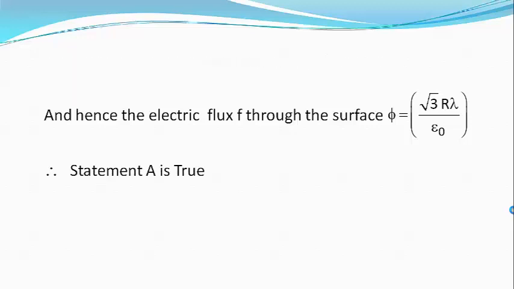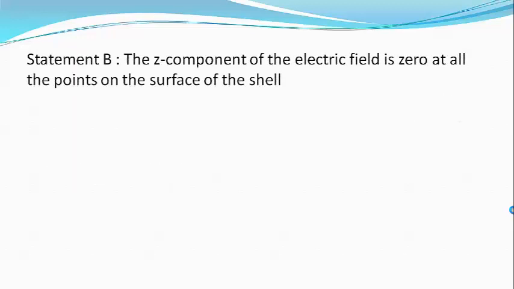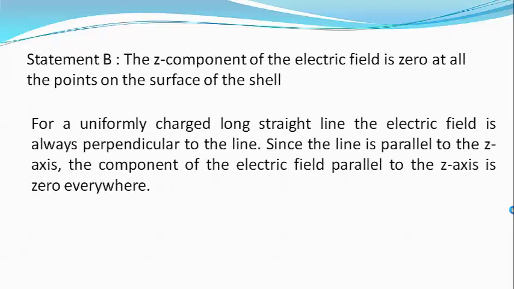Now, statement B. For a uniformly charged long straight line, the electric field is always perpendicular to the line. Since the line is parallel to the z-axis, the component of the electric field parallel to the z-axis is 0 everywhere, and hence statement B is also true.